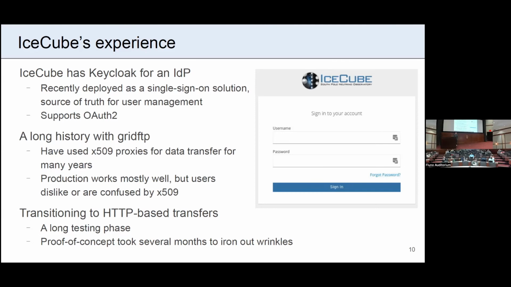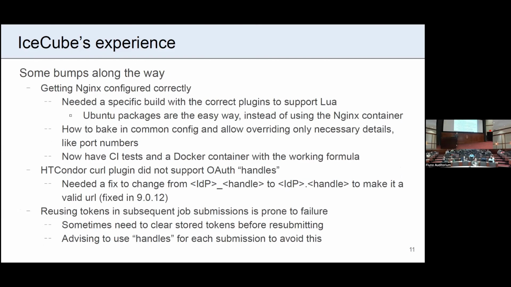It's been a fairly long testing phase, and the proof of concept took several months, but we think we're getting close to actually releasing this. So there's been a few bumps along the way. Getting Nginx configured correctly was a bit of a hassle. It seemed simple in principle, and most of the time it worked, but there were a few little things. We needed a specific build with the correct plugins, and it turned out that the Nginx Docker container wouldn't quite do what we wanted, but the base Ubuntu container with several of their packages was actually fairly easy.